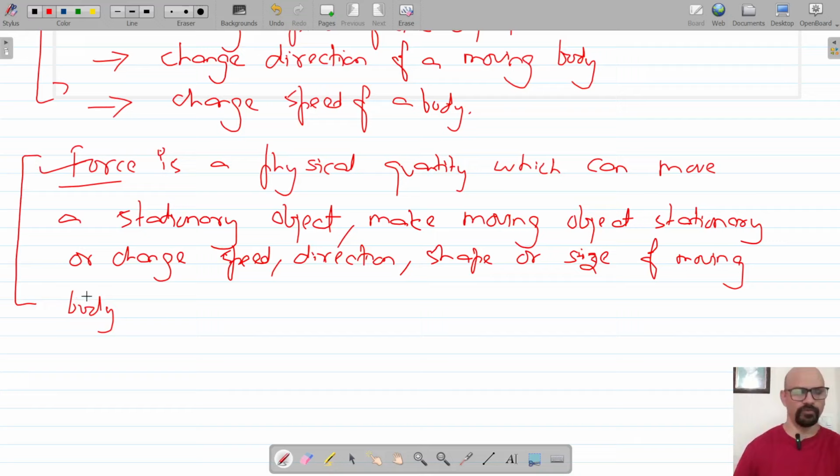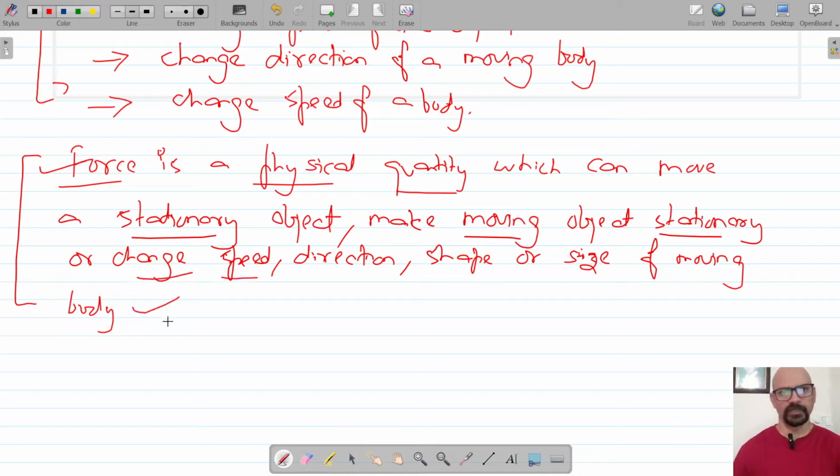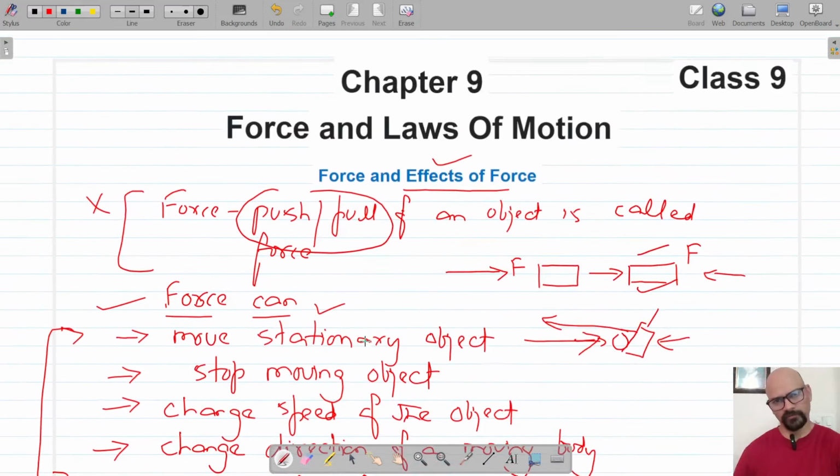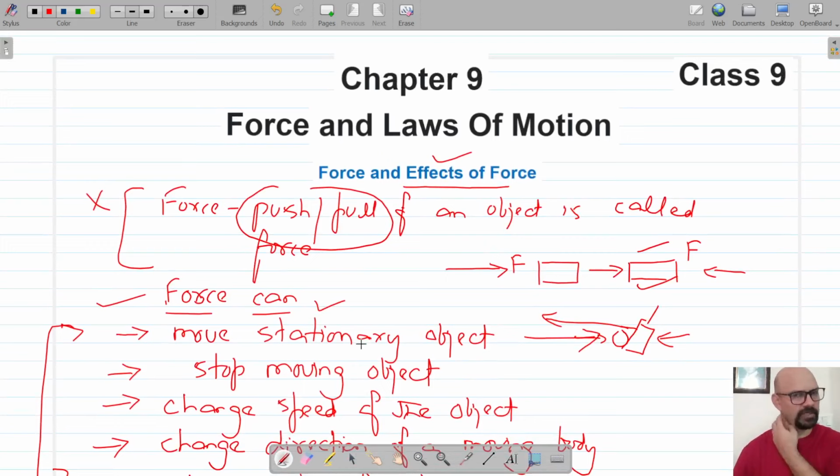Instead of just push and pull, now we can say that force is a physical quantity which can move a stationary object, make a moving object stationary, or change the speed, direction, shape, or size of a moving body. So this is the correct definition, instead of saying that it is merely the push or pull of an object. Now let's try to solve one of the questions mentioned regarding force.